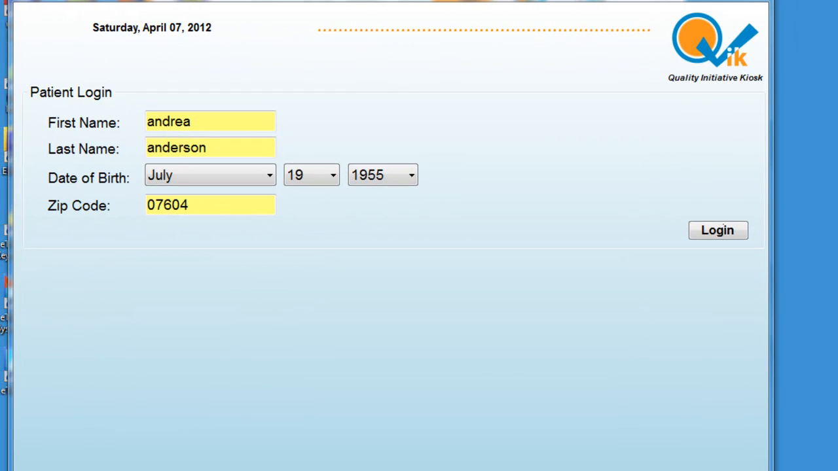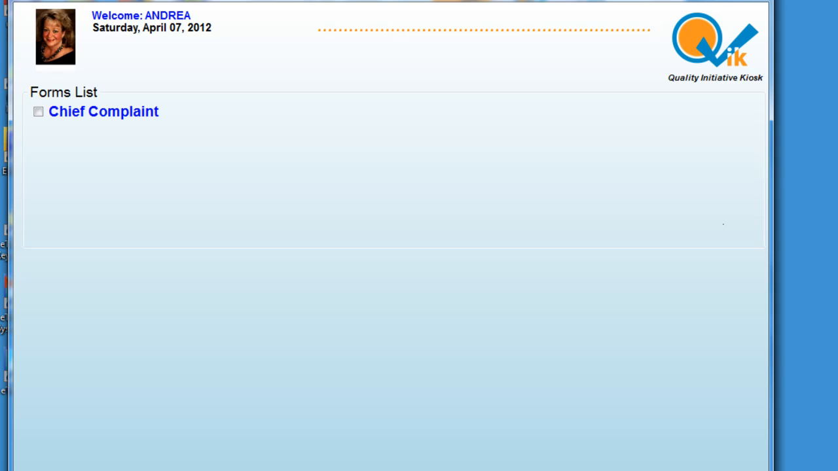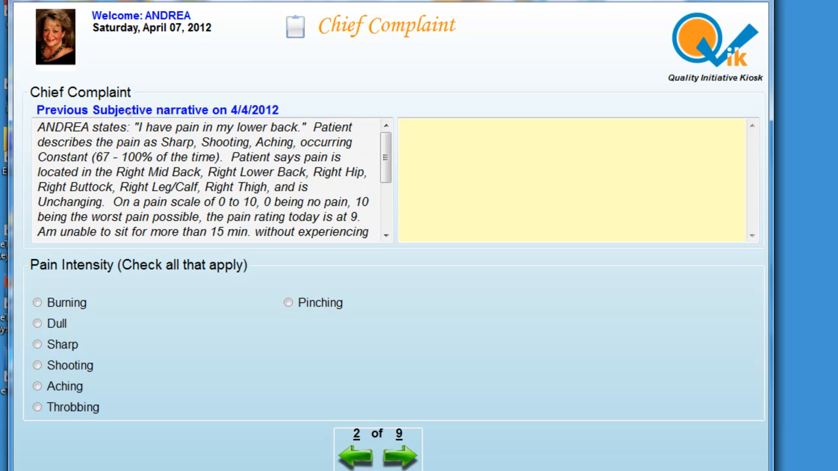Initially, a patient will be asked to input their first and last name, date of birth, and zip code to confirm their identity. They will then click the Login button. Next, the patient is prompted to fill out the chief complaint form by clicking on Chief Complaint. They are shown what they stated at their last encounter and are then allowed to enter the reason for their visit today. As we go through, watch how the patient can click to describe their pain intensity.